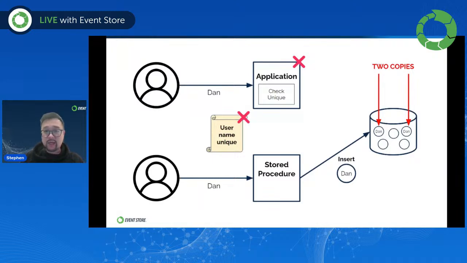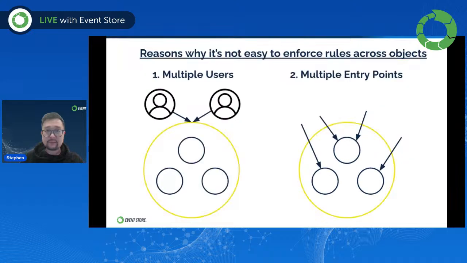This problem often happens when pieces of logic that share data are not centralized in one place. So again, the two reasons why it's not easy to enforce rules across objects are: one, multiple users can get into race conditions causing update issues, and two, multiple entry points make it hard to enforce rules when there isn't centralized checking logic for it.